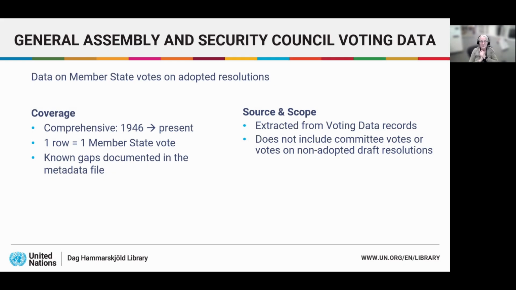Can I interrupt just really quickly before we move off of that? There's just a question about someone looking at voting over the years, like on a particular item. Can you show in the CSV how you would do that?